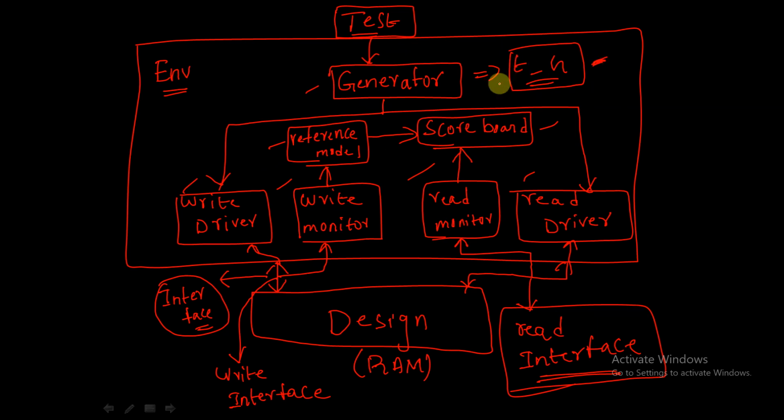So this object will be passed to the write driver and read driver using a mailbox. Using the generator class, we are going to send the whole object. We are not going to send variables one by one, but we are going to send the whole object t_h to our write driver and our read driver using the mailbox. Okay, now what happens next?